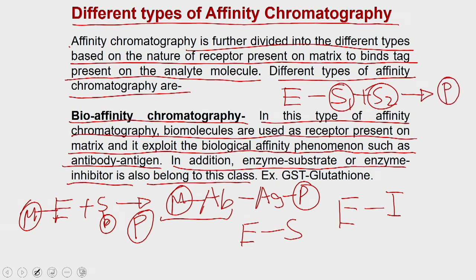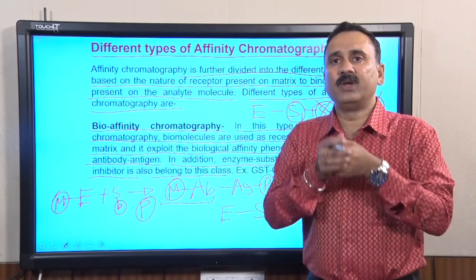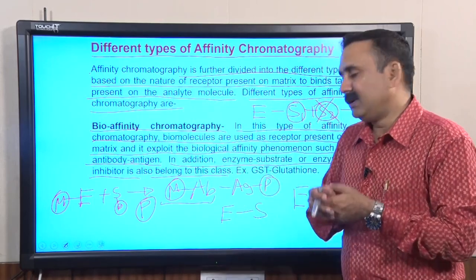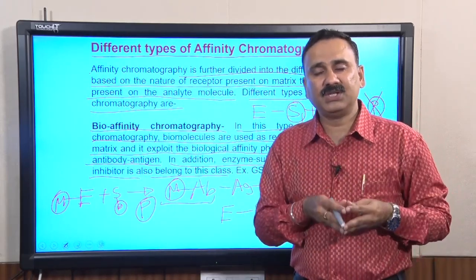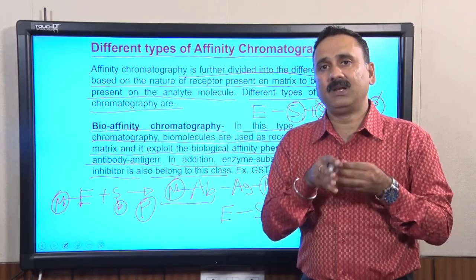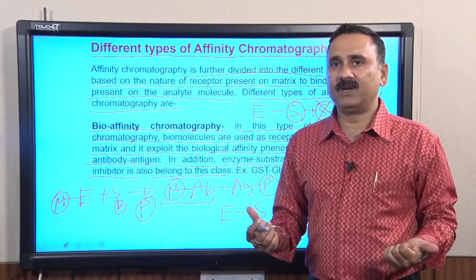So even if you use substrate 1 as the ligand and you do not provide substrate 2, then there will be no product formation, and the interaction between the enzyme and substrate is going to be very, very stable. It is not going to dissociate because the substrate is not going to be processed. So that's why this kind of bioaffinity chromatography requires certain conditions, and we have to be a little careful when we choose these pairs for performing bioaffinity chromatography.